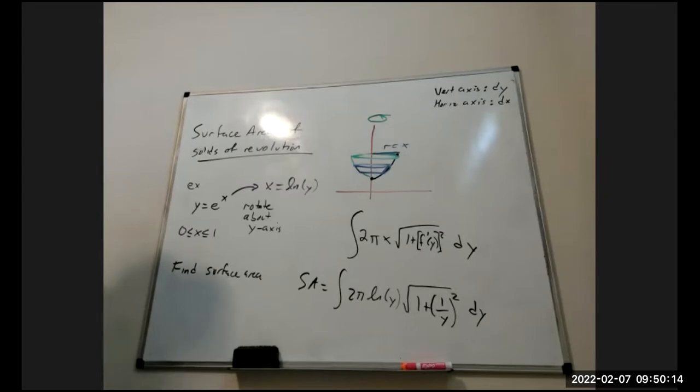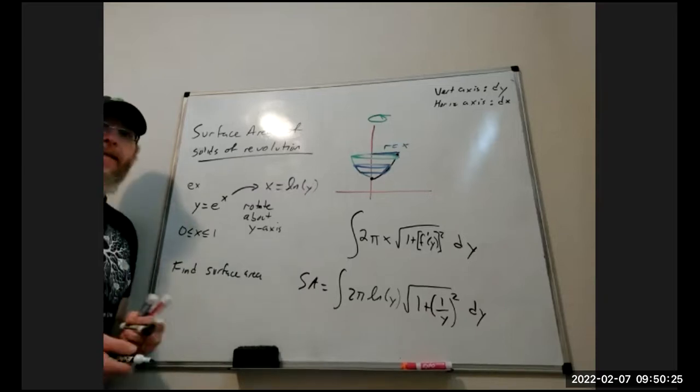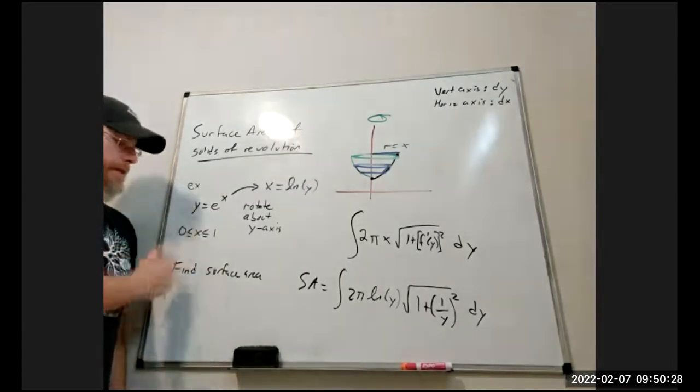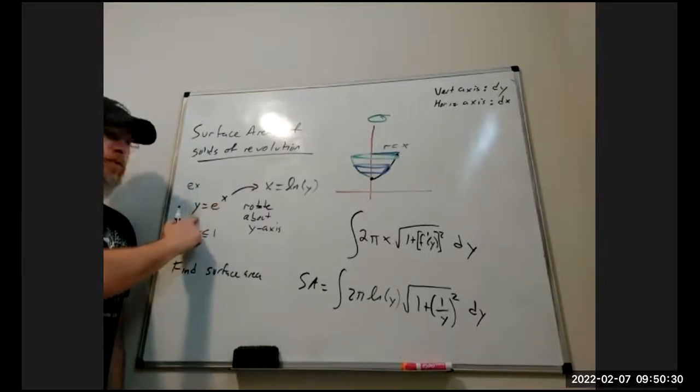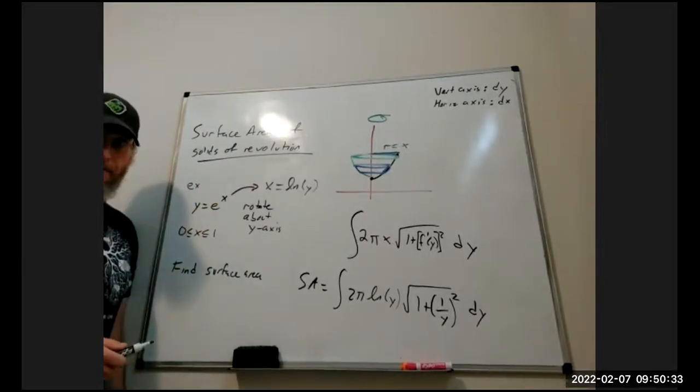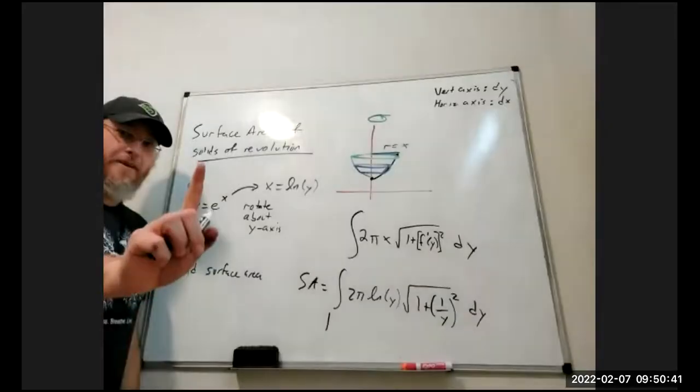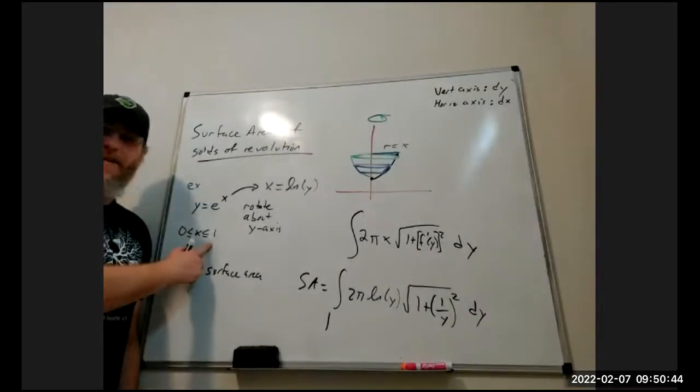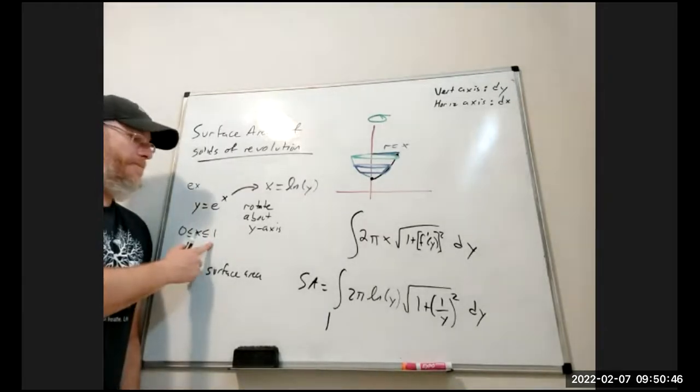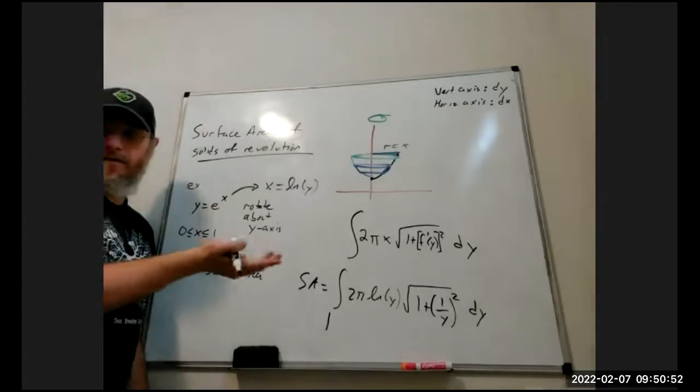And then we need the bounds on y. Well, I gave the bounds on x's. All right, if I'm going to get the bounds on y, I just need to plug these things in. So if x is equal to 0, what is y? What is e to the 0? 1. Thank you. What about x equals 1? So we plug that in, we get e to the 1, which is e.